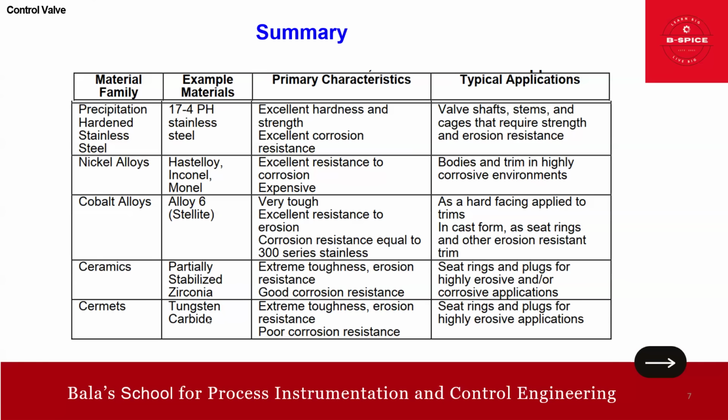Then cermets. This is tungsten carbide. Extreme toughness and erosion resistance, but again poor corrosion resistance. That one you need to watch out for. Again, this is used for seat rings and plugs for highly erosive applications. So this is basically just a summary I wanted to give you, friends. This is all actually self-explanatory.